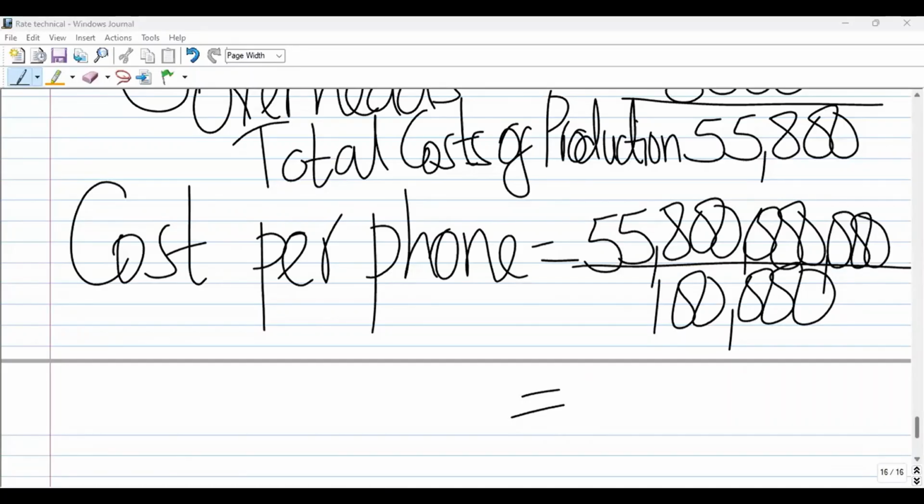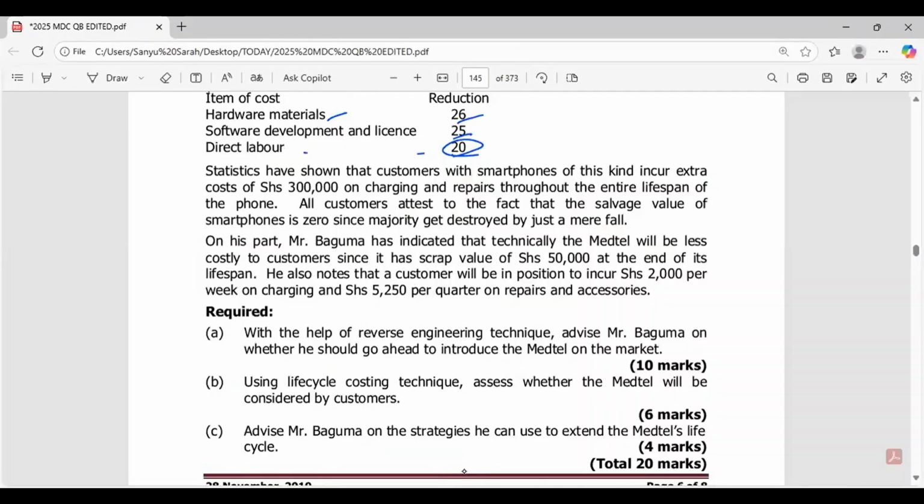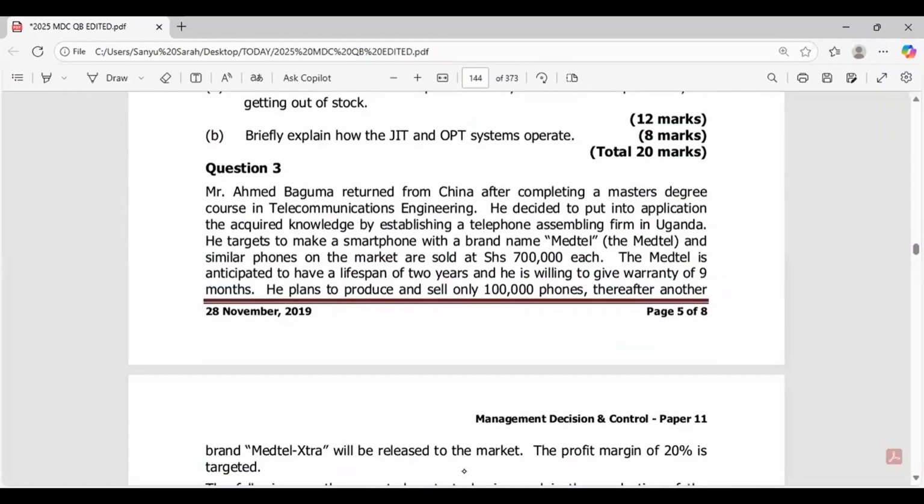558,000. So that is the cost per phone they will incur during production. So they have told us to advise them whether they should go ahead and introduce the Medtel on the market. So we need to understand what the market is saying, because we are producing for the market. For us, these are the costs we are going to incur during production, but what is the market saying? So we'll go back to the question and see.